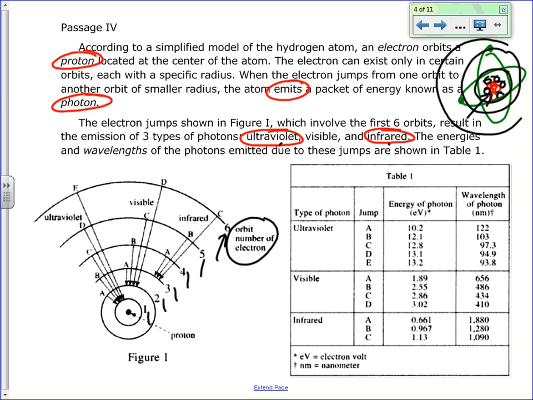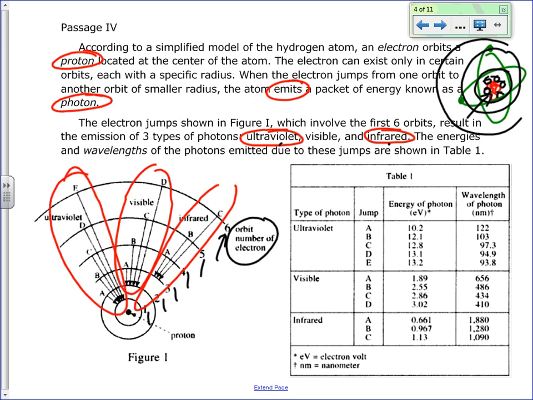There's probably one or two other things that we want to make sure that we can identify from this. Excellent. So we see our 3 different types of photons. These are all the infrared jumps, these are the visible jumps, and these are the ultraviolet jumps. Good. And then what is the last variable label we can tell from this? The jumps. Yeah, you can see the jumps themselves.